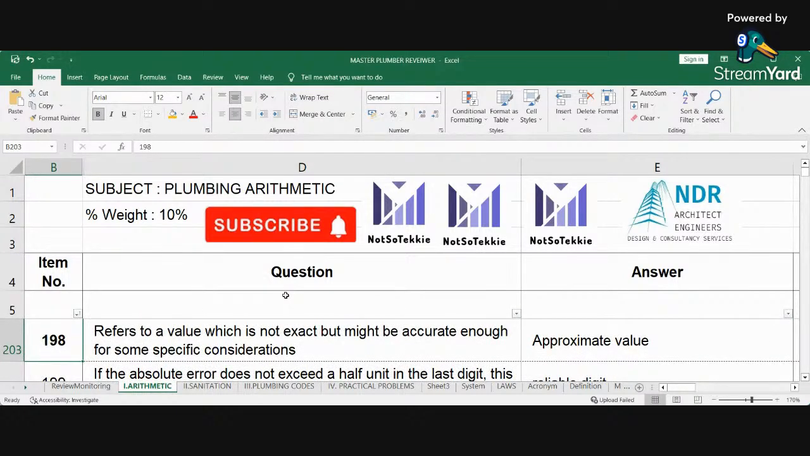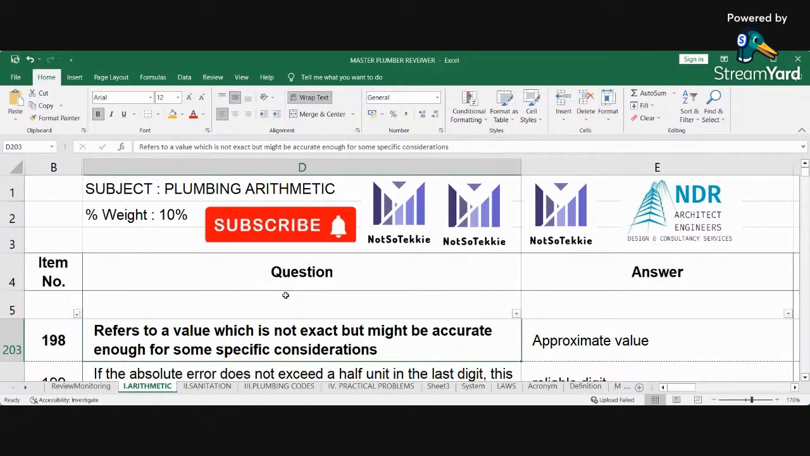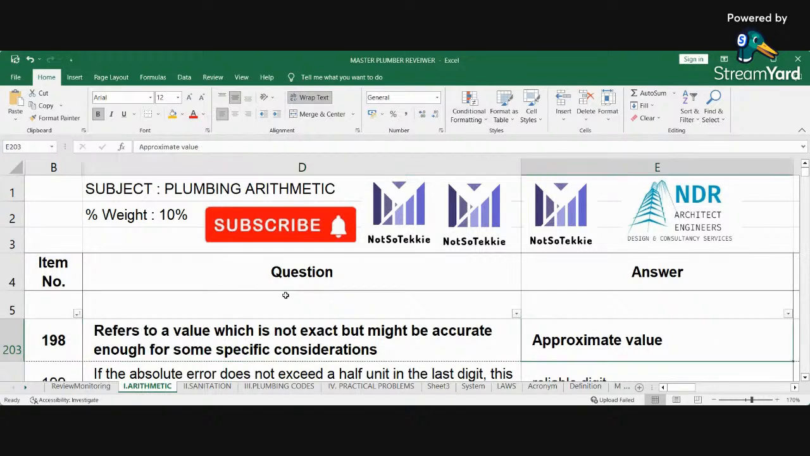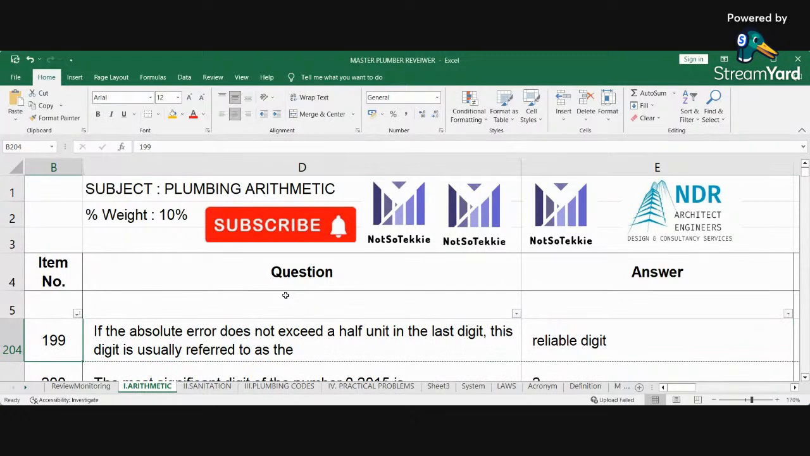198. Refers to a value which is not exact but might be accurate enough for some specific considerations. The answer is approximate value.